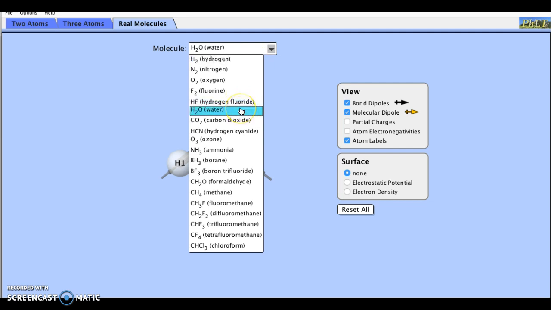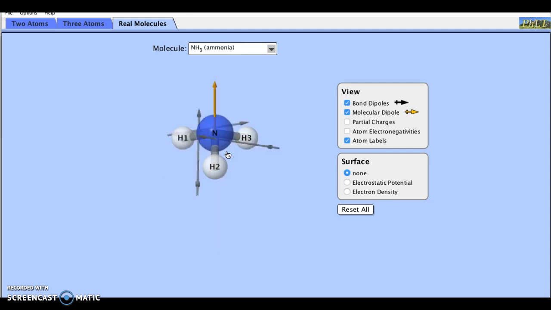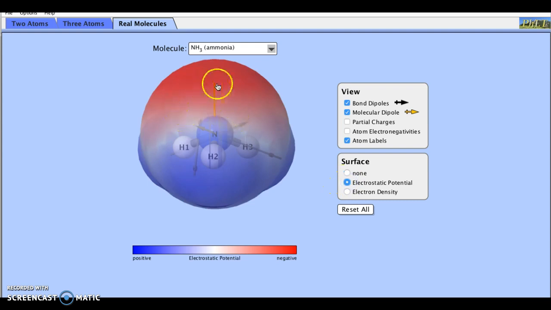And then also trigonal pyramidal shapes are always polar. Because again, remember, there's a lone pair sitting up here. That's negative. So that's going to cause that end of the molecule to become slightly negative, and then the opposite end gets slightly positive.